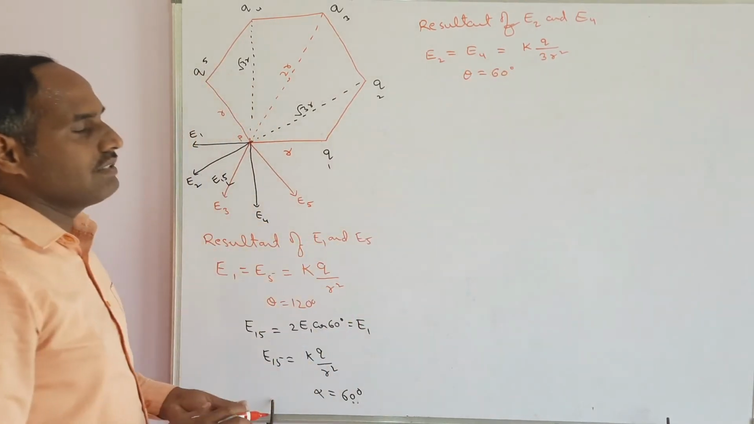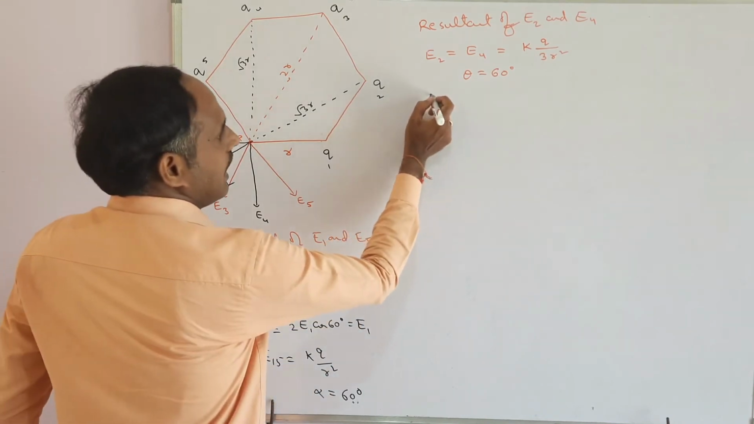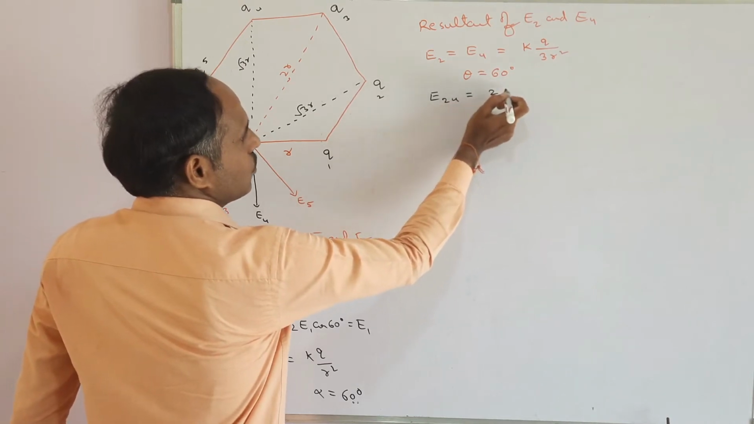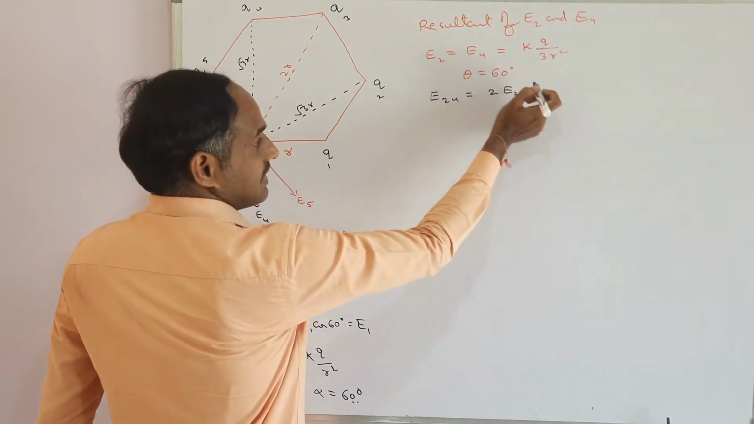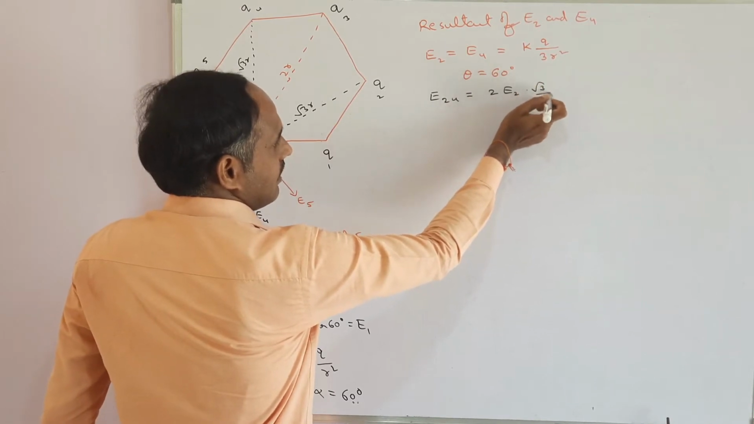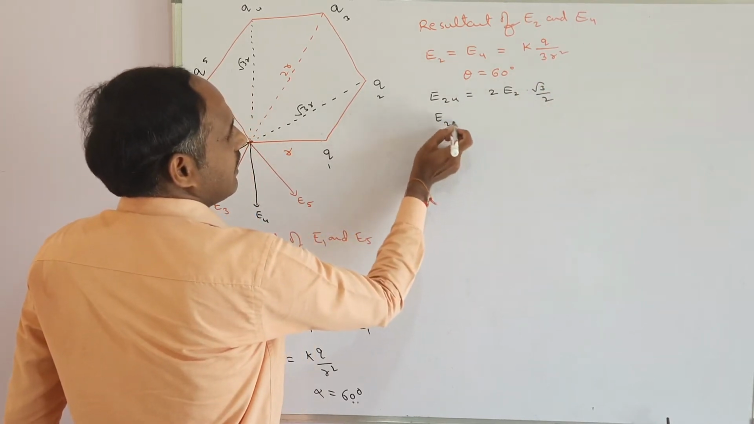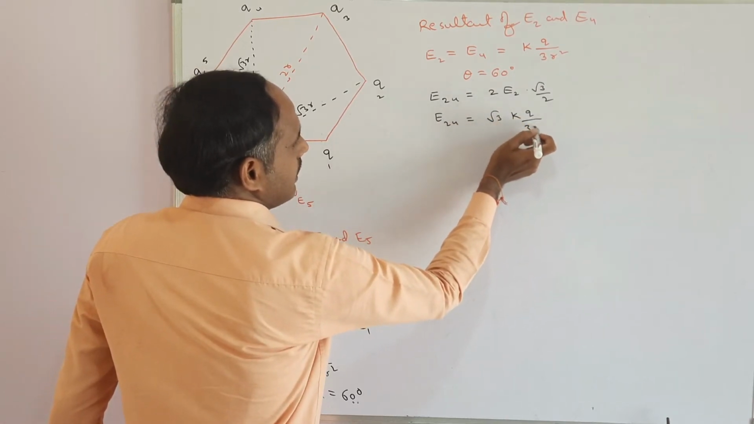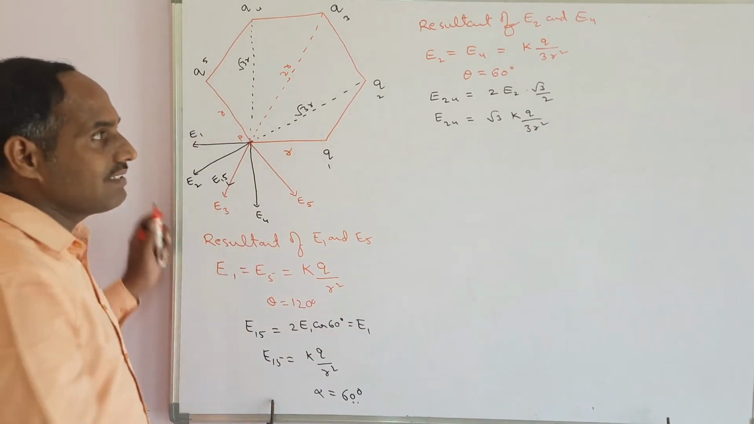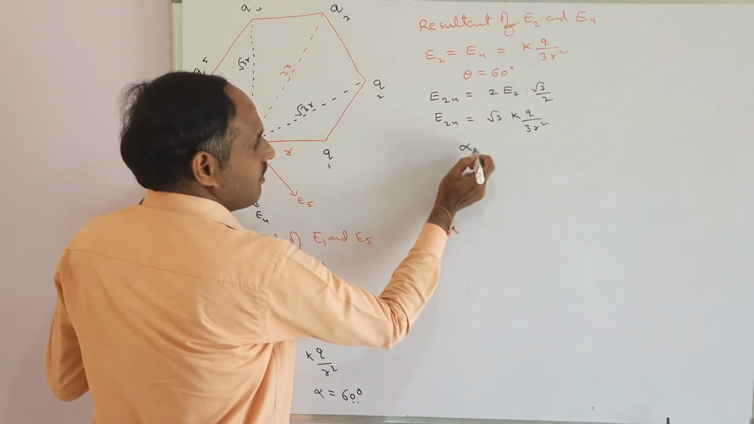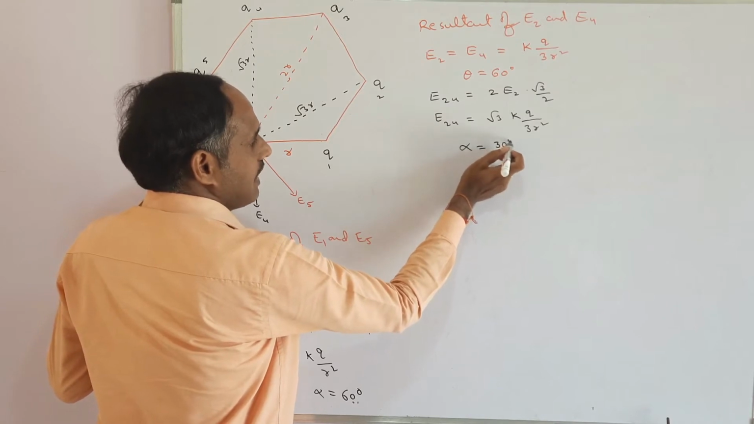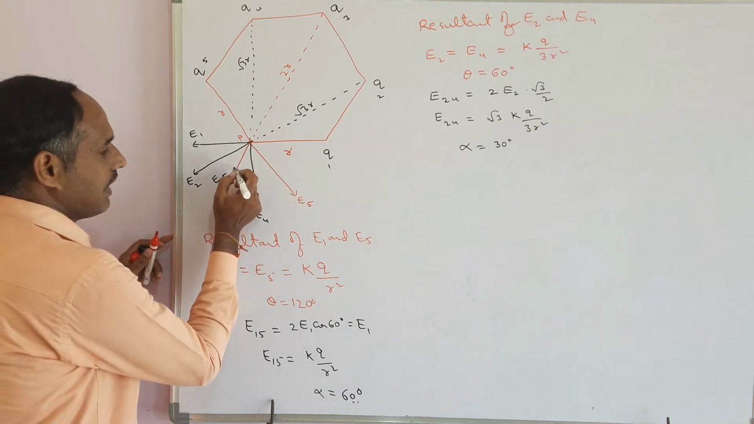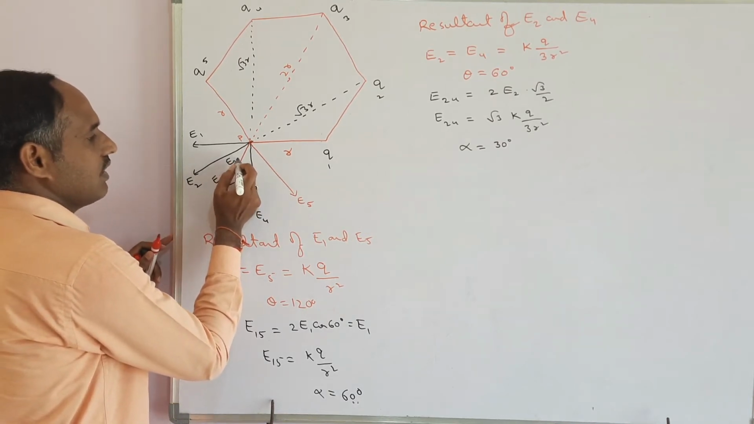When the two vectors have the same magnitude and the angle between them is 60 degrees, the resultant of the two is 2 times either E2 or E4, times cos 60 by 2, which is cos 30, and cos 30 is root 3 by 2. So we can write E24 as root 3 times K Q by 3 R square. As the magnitudes of the two are the same, the resultant should be along the angle bisector, meaning at an angle of 30 degrees. At an angle of 30 degrees, E24 is again along E3 only.